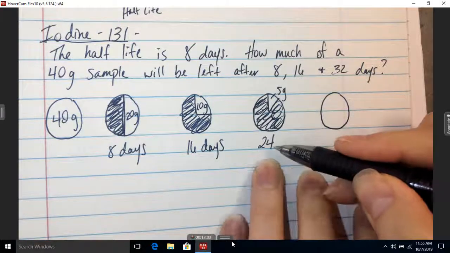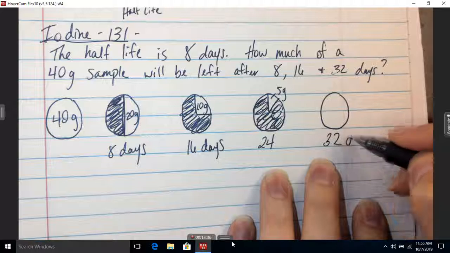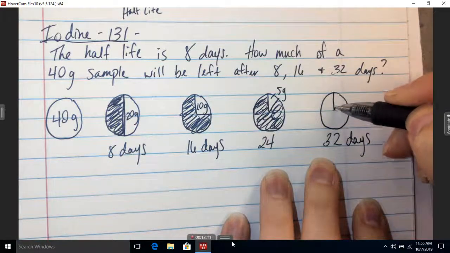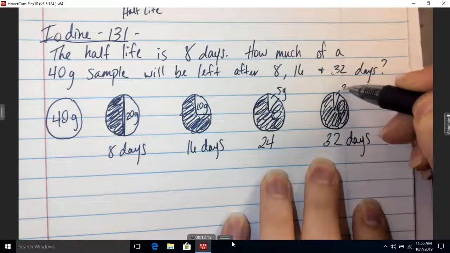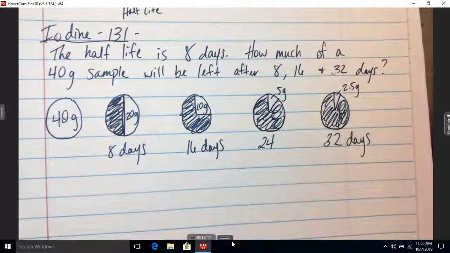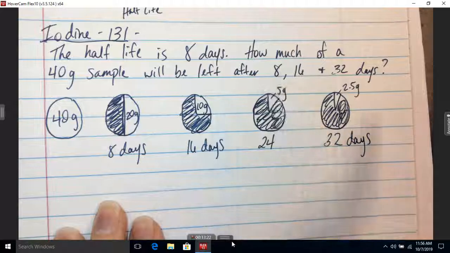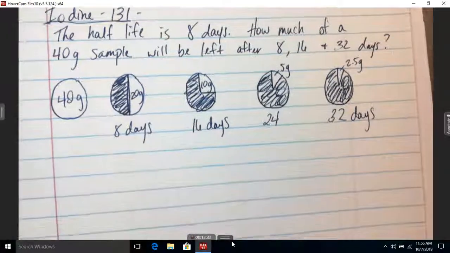How many days? 24 plus 8. How many days is this one at? 32. This is 32 days. And we should be at 5 divided by 2, 2.5 grams. So 8 days was 20, 16 days was 10, and 32 days was 2.5. Good with that? Okay.